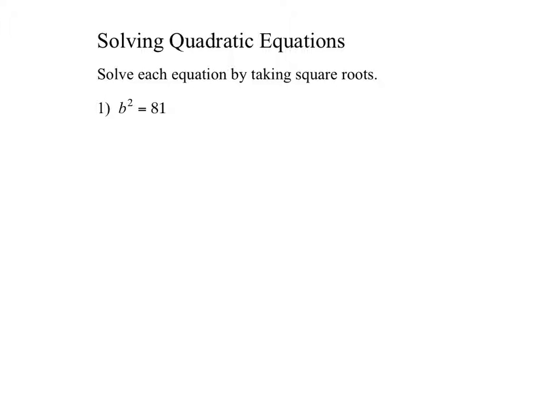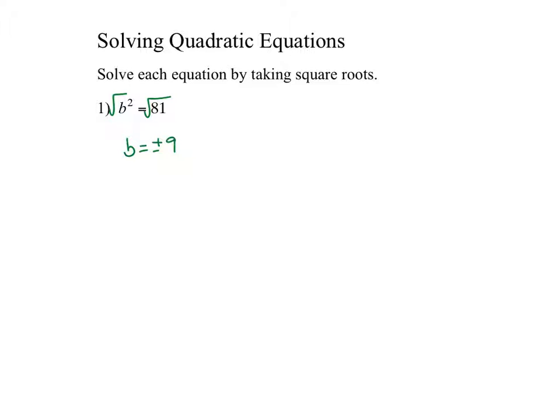So in this video, we're going to be working with solving quadratic equations. We're going to use the square root property and factoring, right? So for example, on this one, I want to solve b squared equals 81. In this case, I'm going to take the square root on both sides. So b equals plus or minus 9.